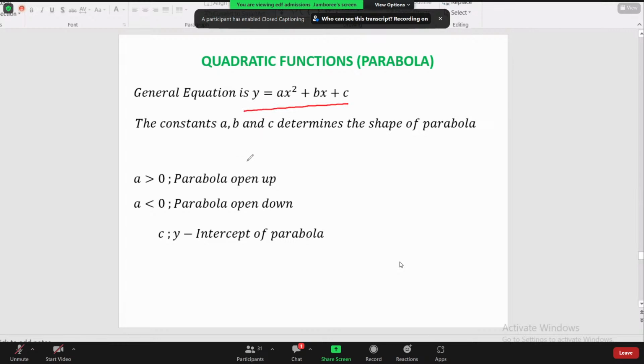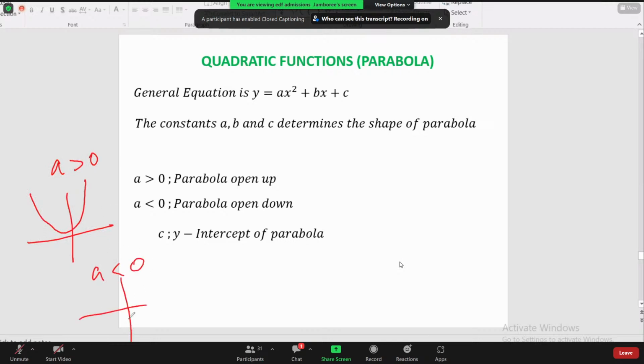Herein, just remember this fact that a, b, c are used to determine the shape of the parabola, wherein it decides whether the parabola will be a U-shaped curve or an inverted U-shaped curve. So simply remember, if A is positive, then the parabola will be a U-shaped curve like this. And if A is negative, then the parabola will be an inverted U-shaped curve like this.